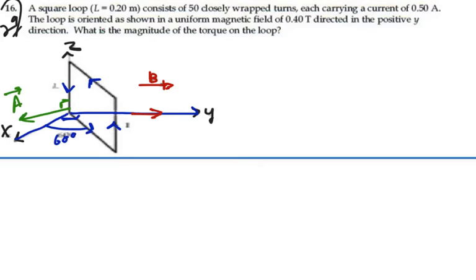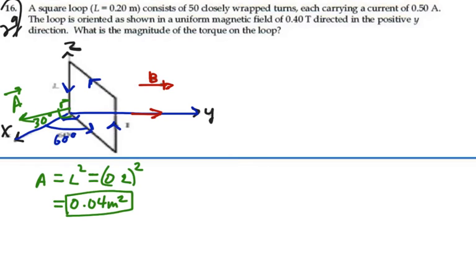And so, since this angle here is 60 degrees, the angle between the area vector and the x-axis will be 30 degrees. Alright, and the magnitude of that area is going to be L squared, since it's a square, and that's going to be 0.2 meters squared. So that's going to be 0.04 meters squared. That's the magnitude of the area.